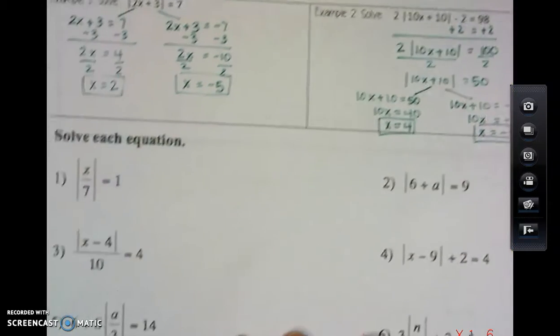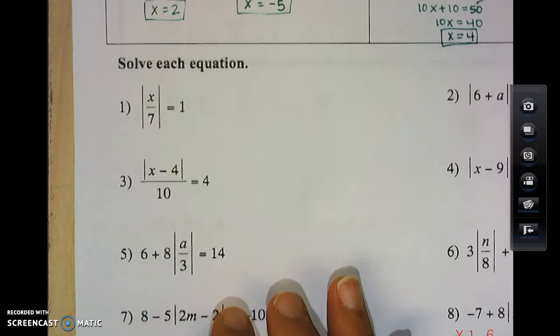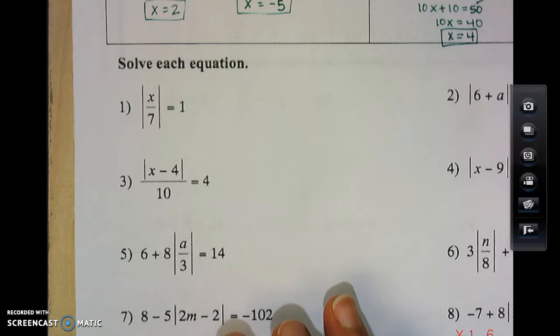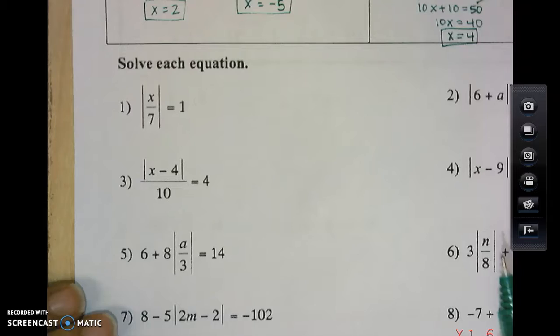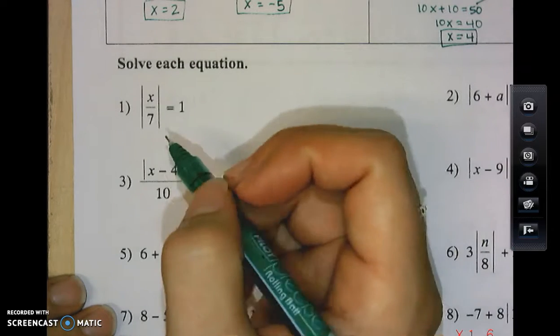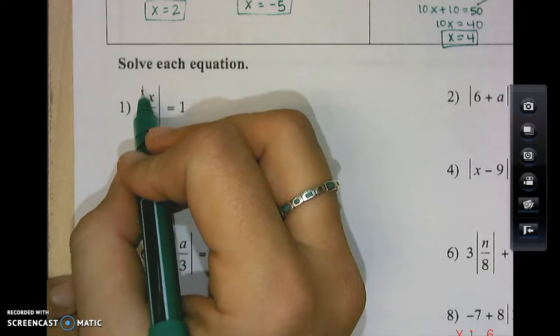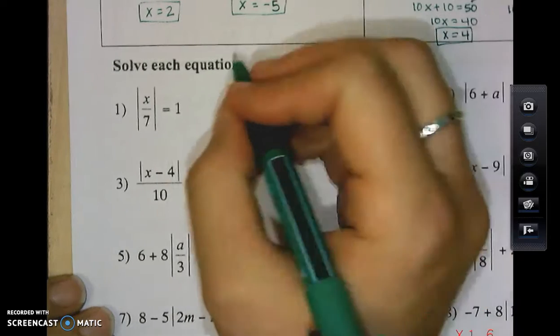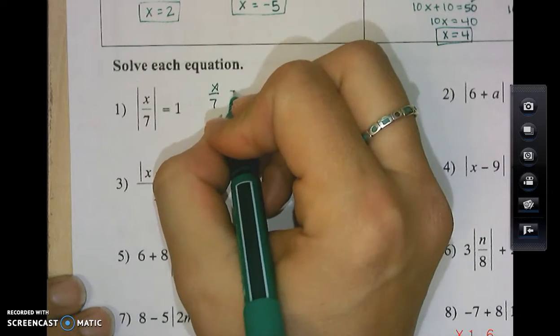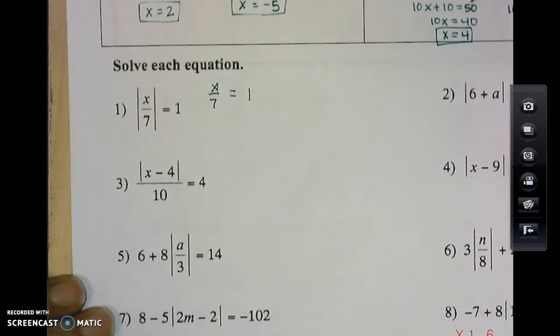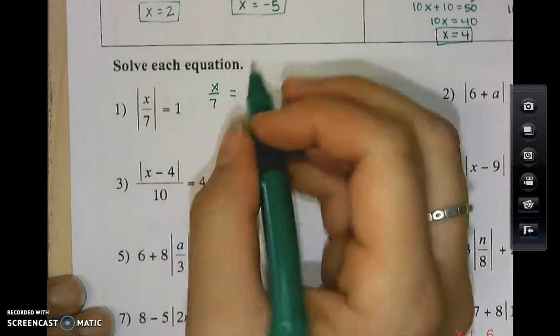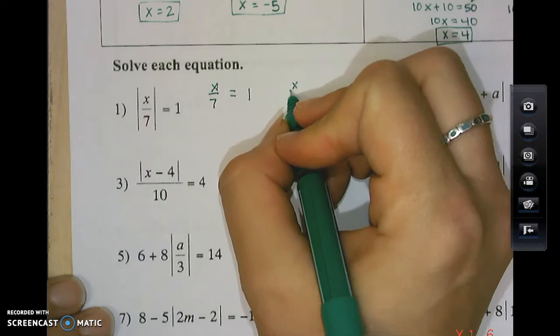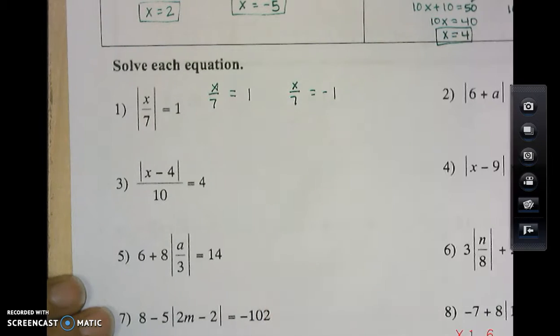All right, so let's look at number 1. So number 1 is absolute value of x divided by 7 equals 1. So absolute value is already all by itself. So all I'm going to do is just imagine that these absolute value signs are not here. So this is what I'm thinking in my head, is just this. And we're going to split it. So that's the first one. And then the second one is x divided by 7 equals -1.